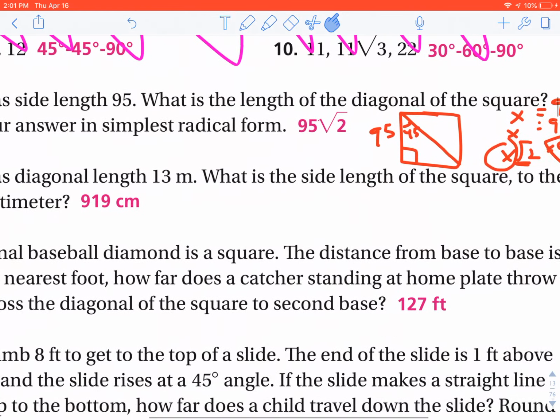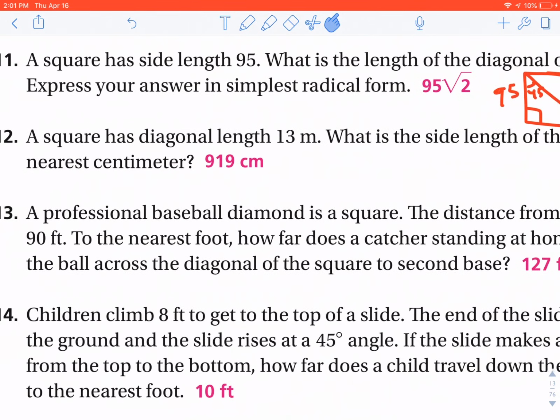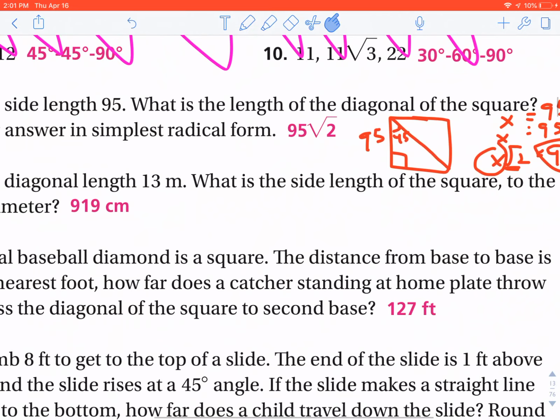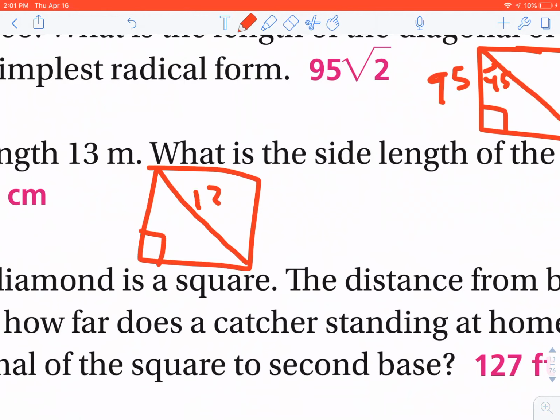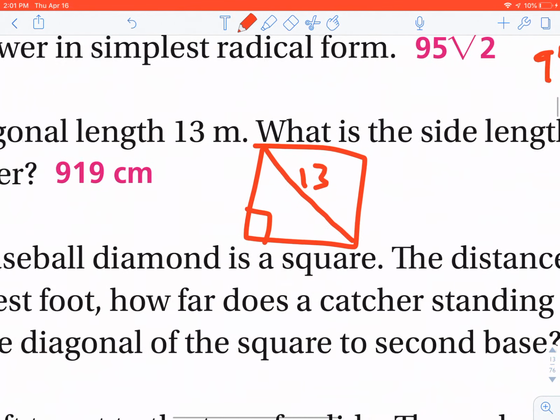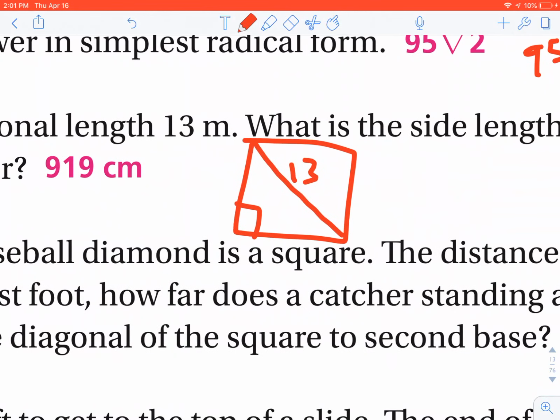Number 12. A square has a diagonal length of 13. So this is the worst case scenario. Again, we know in a square that when it's drawn with a diagonal, it creates a 45, 45, 90 triangle. But in this case, I'm telling you the diagonal is 13. And that's meters. So this is the one that's going to change the unit on you. It's going to ask you to convert from meters to centimeters. So let's do the conversion at the end. Let's just figure out the length of the side first.